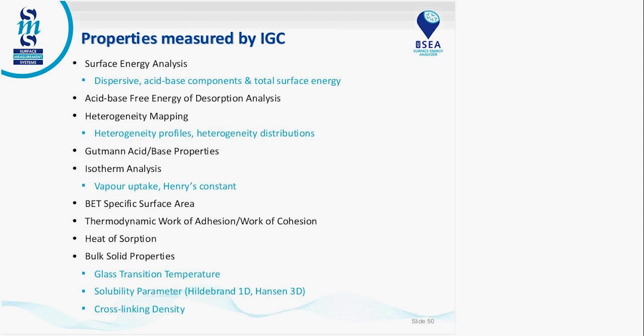So, to wrap up, we can measure both surface properties like surface energy. We can do acid-base. We can do heterogeneity mapping, acid-base by Gutmann. We can do isotherm analysis, looking at Henry's constants, surface areas. We can also look at thermodynamic works of adhesion and cohesion. We look at heat of absorption. We can measure some bulk properties. I just talked about glass transition temperature. Other bulk properties that can be measured are solubility parameters, both Hildebrand 1D and Hansen 3D, and cross-linking density.